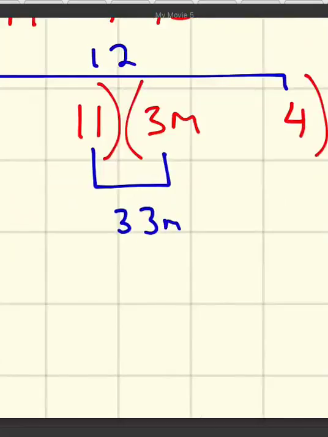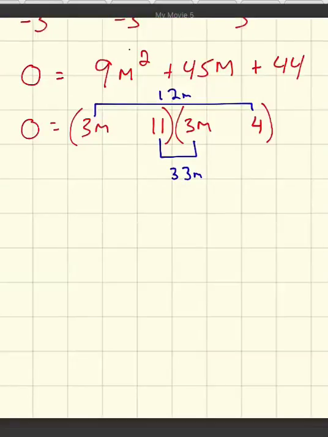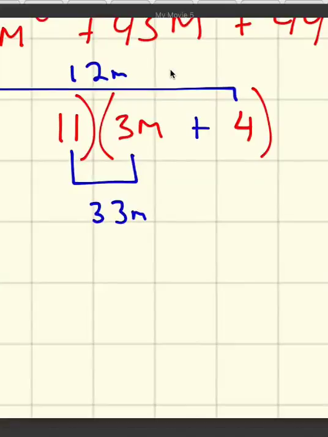Okay, so these are our factors and they work. So the 12m and the 33m add up to give us 45m. Okay, and they both have the same sign. They're both going to be positive. So put the positive there and the positive.